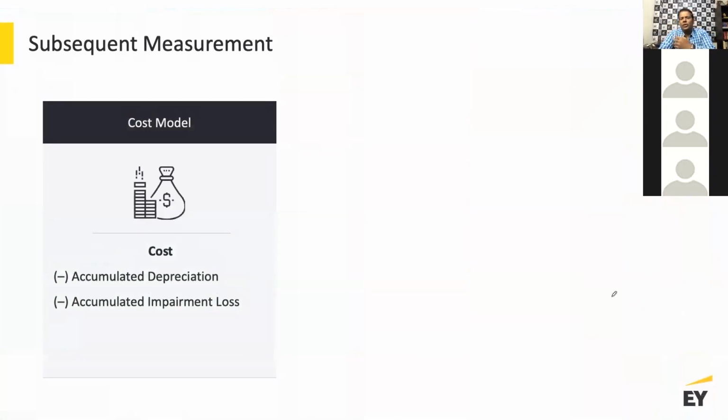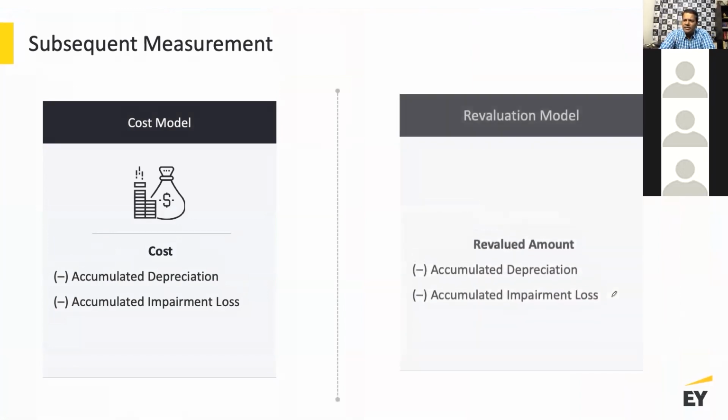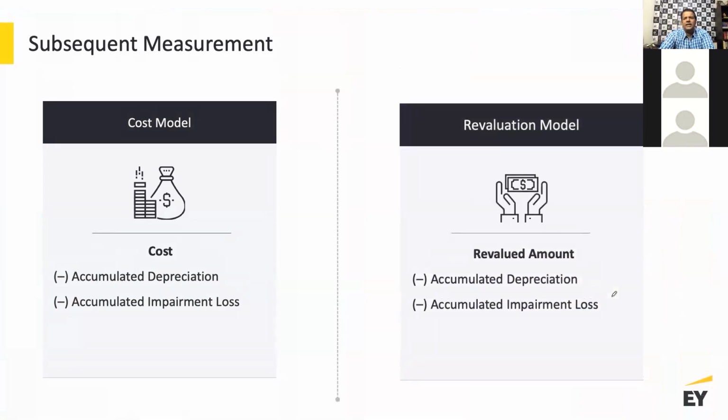So when I look at subsequent measurement, there are two components, as I said, which are the cost model as well as the revaluation model. In the cost model, I'm going to look at the accumulated depreciation and the impairment. One is the gross carrying amount, against which I'll have the depreciation, and there could also be a situation where you may have impairment. So we need to understand both of them.